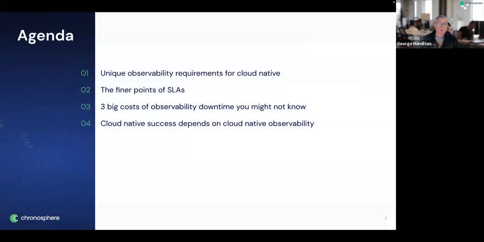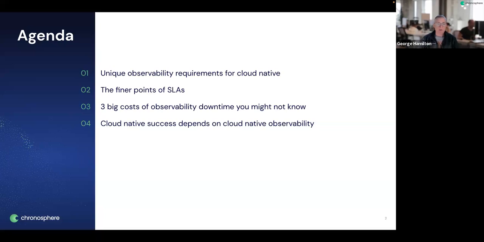So what we'll cover for this is, specifically for cloud native, what are the unique requirements for observability in a cloud native environment? And as we know with cloud native environments, reliability is a much more important topic, and a much more challenging thing to deal with, and we're going to show you exactly why. And we'll talk a little bit about some of the finer points of SLAs, understanding what questions to ask your vendors, how they calculate SLAs, and what they promise versus what gets delivered.